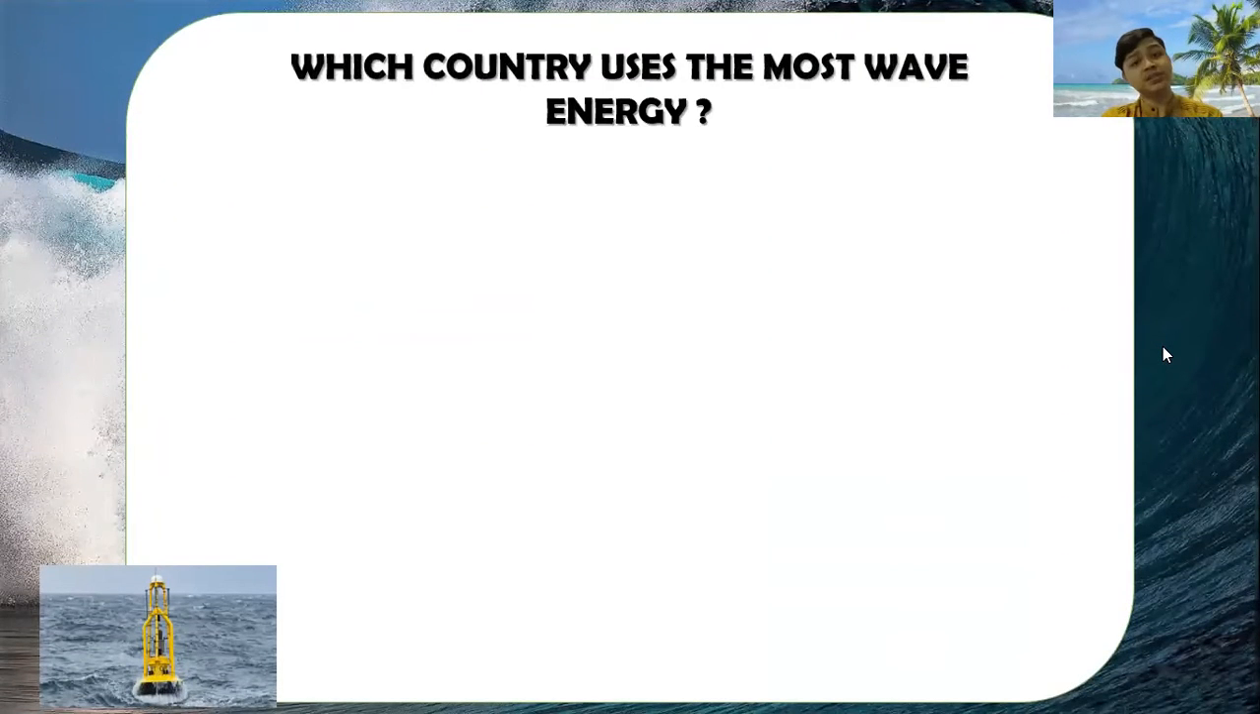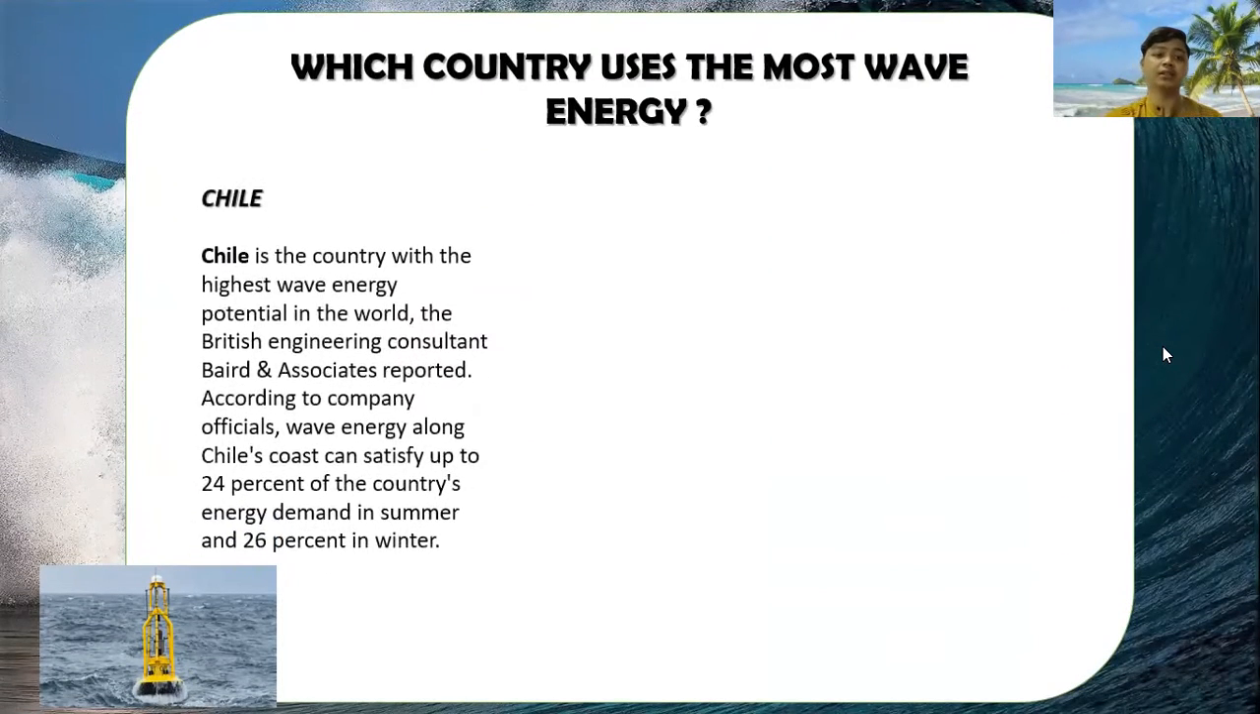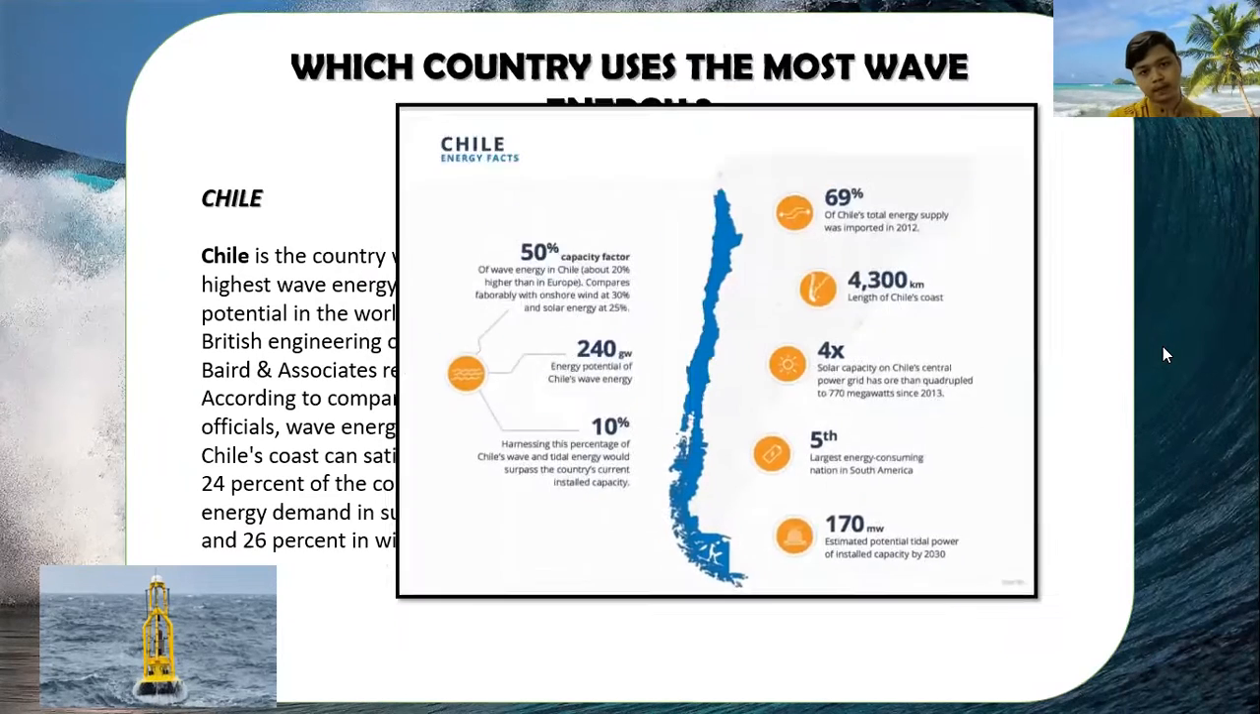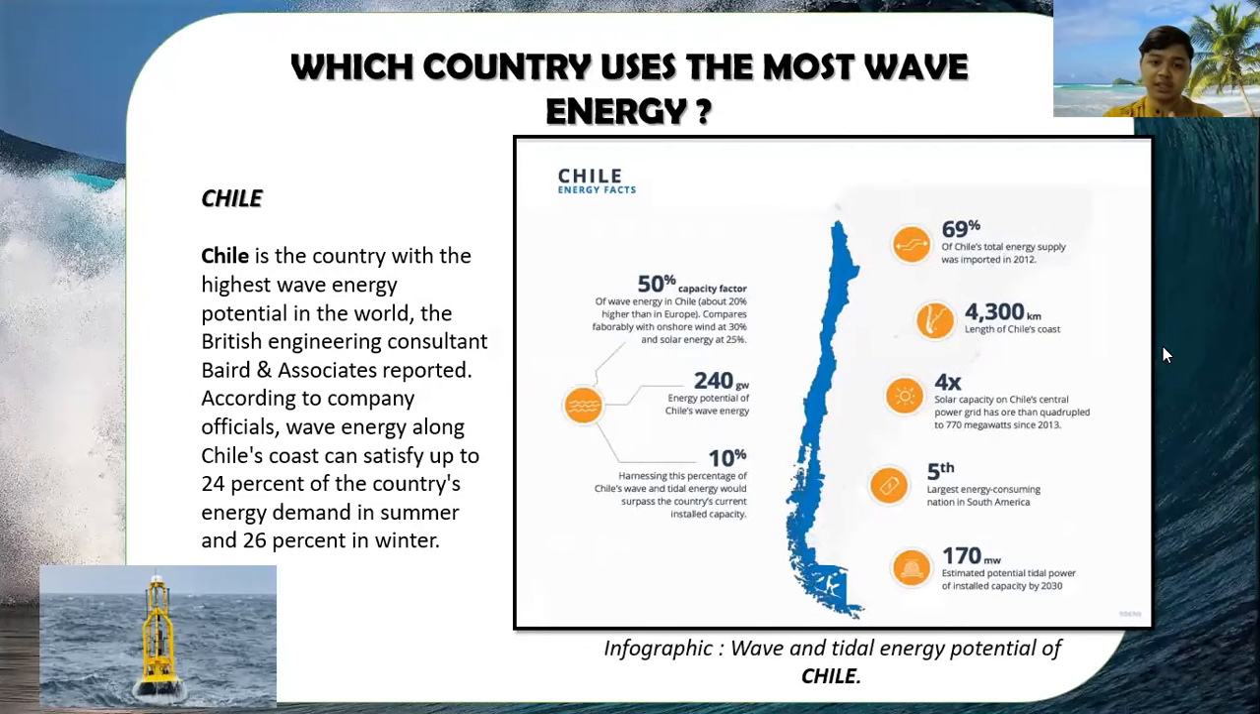Which country uses the most wave energy? The country that uses the most wave energy is Chile. Chile is the country with the highest wave energy potential in the world. The British engineering consultant Baird and Associates reported that wave energy along Chile's coast can satisfy up to 24% of the country's energy demand in summer and 26% in winter. This is an infographic of wave and tidal energy potential of Chile.